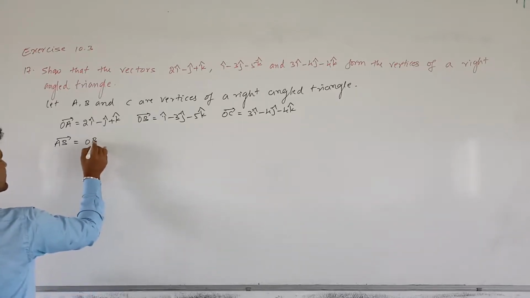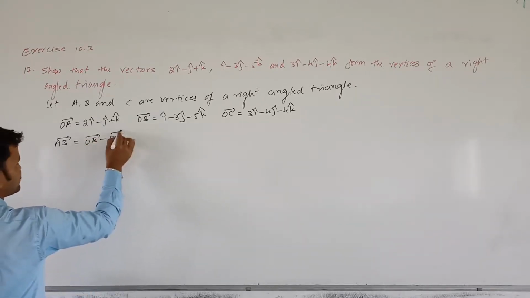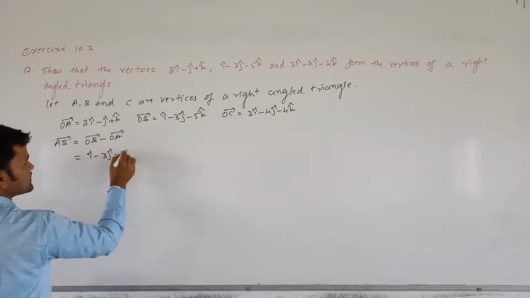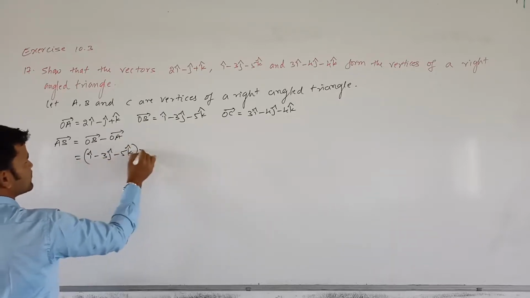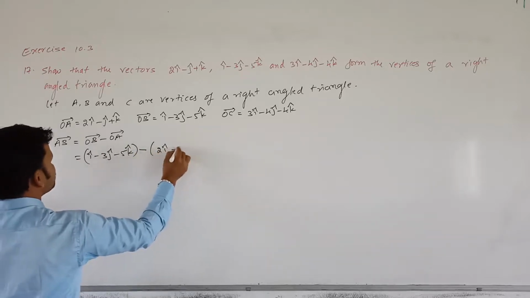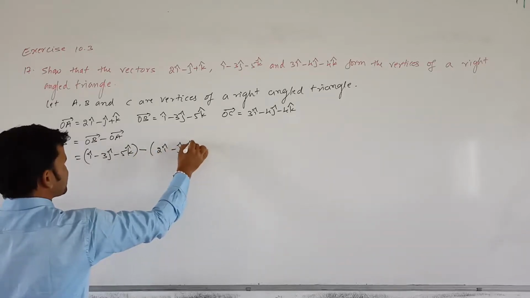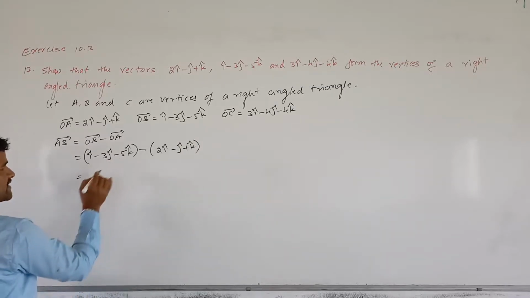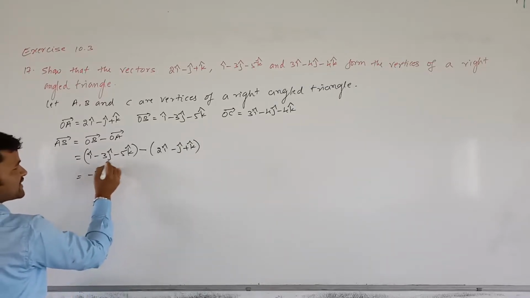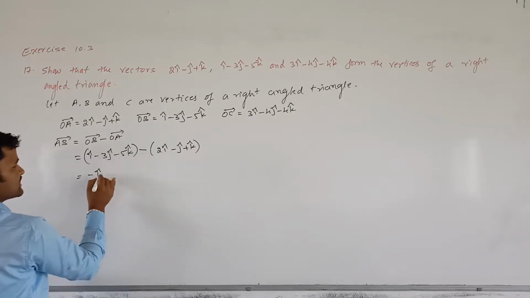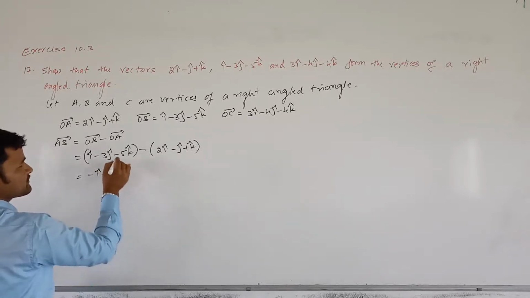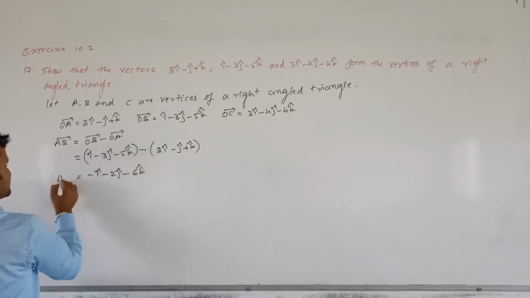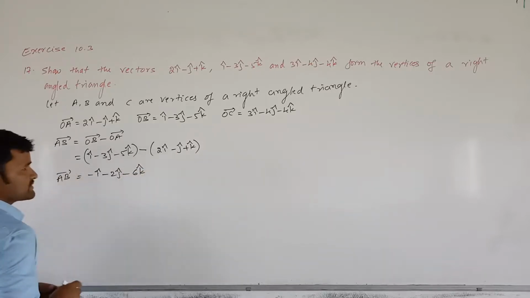Let us find out the vectors representing the sides of the right angled triangle, that will be AB, BC and CA. AB is OB minus OA. OB is i minus 3j minus 5k minus 2i minus j plus k. Subtract the corresponding components. i minus 2i is minus i, minus 3j plus j is minus 2j, minus 5k minus k means minus 6k. This is vector AB.